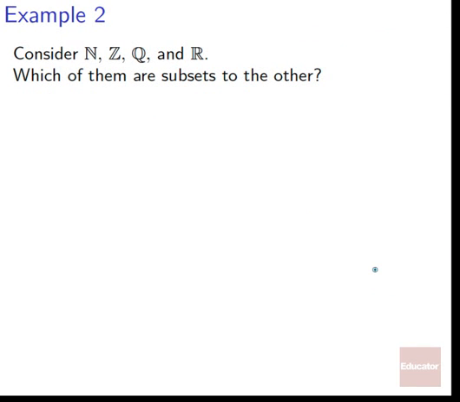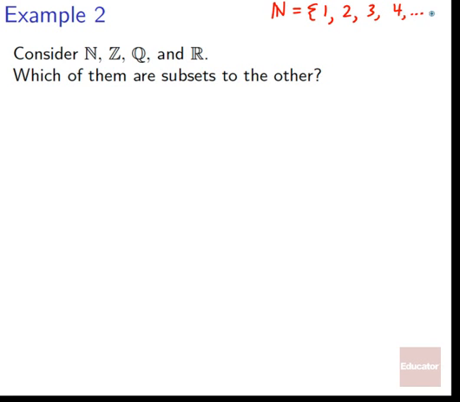Next example, we've got N, Z, Q, and R. We've got all those big number sets that we talked about before. Which one of them will be subsets to the others? How will the subsets work? Well, first off, let's start off with reminding ourselves about what these are. N is everything from, not zero. I don't believe in that one. Set that one wrong.